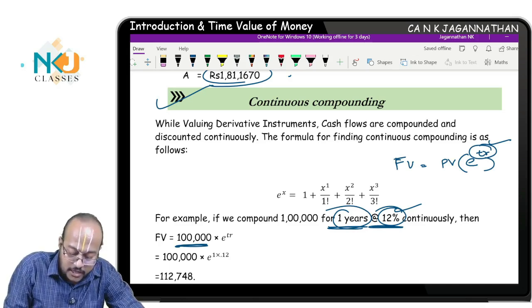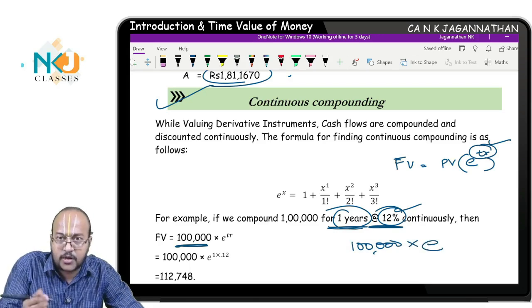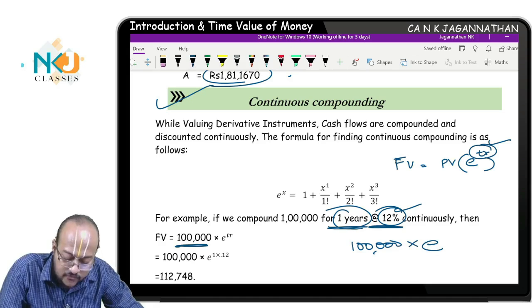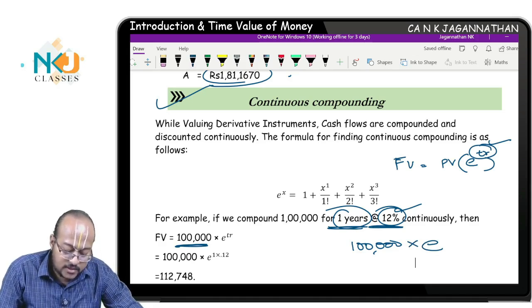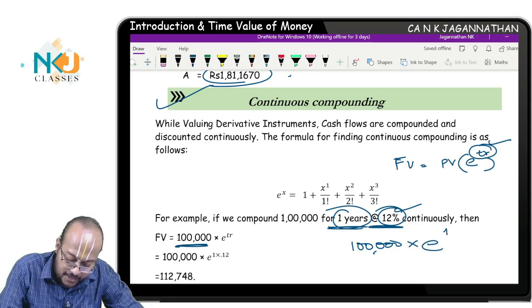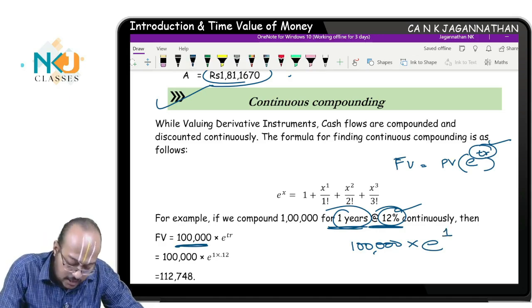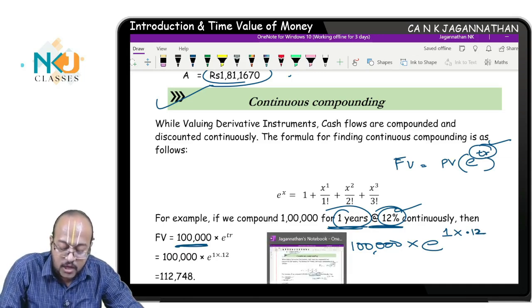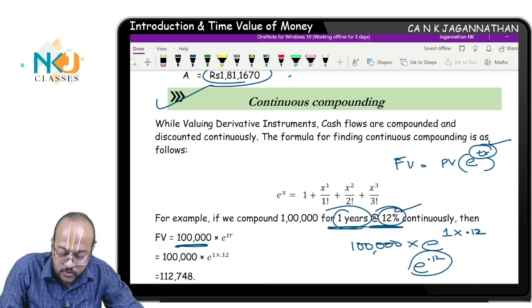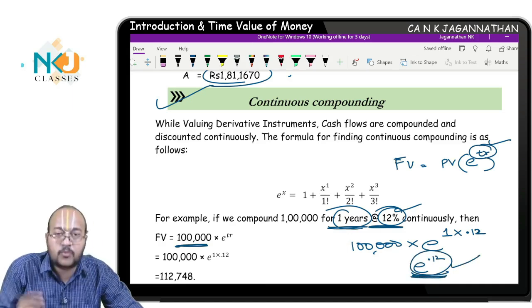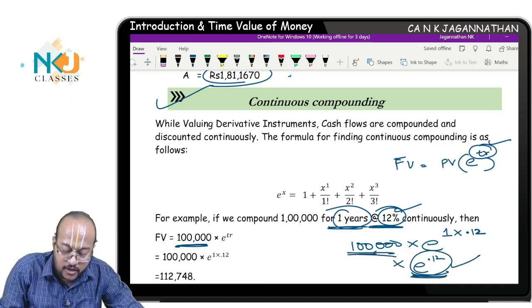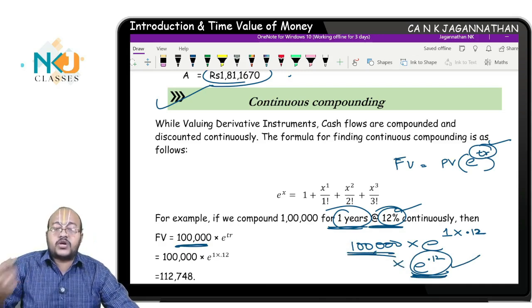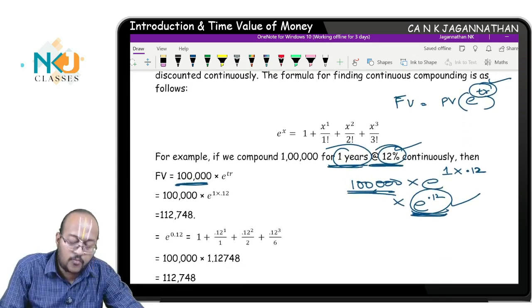Very simple: e to the power TR. Present value is 1 lakh, given, into e to the power TR. The time is the yearly period, so 1, as such; there will be no change. Into 12%, so into 0.12. 1 into 0.12 is as good as 0.12. First you need to find e to the power 0.12, then multiply it with 1 lakh. You will get the future value of this 1 lakh rupees compounded continuously.